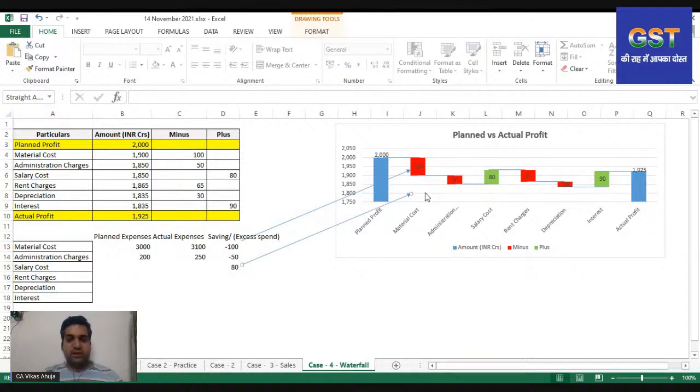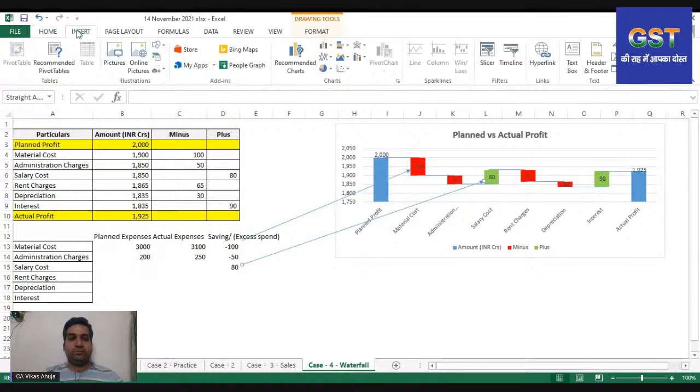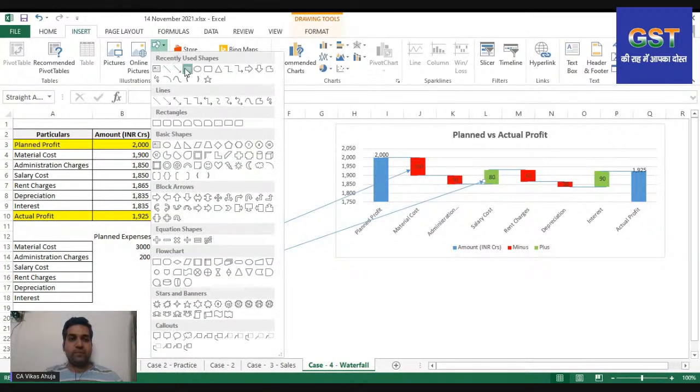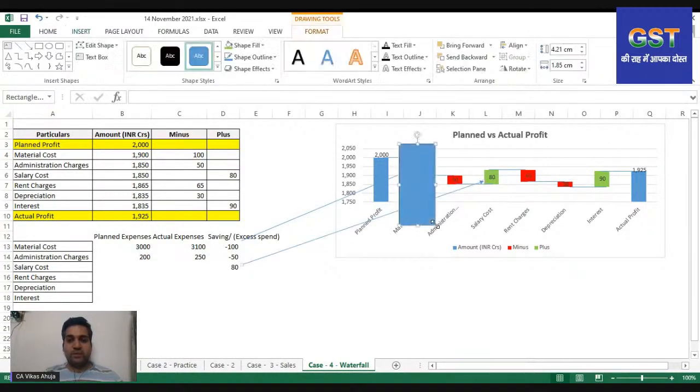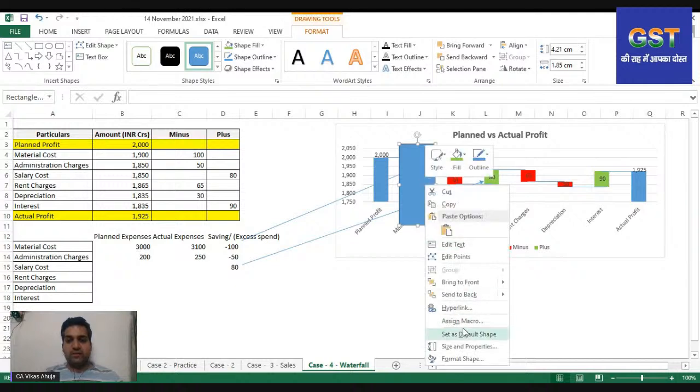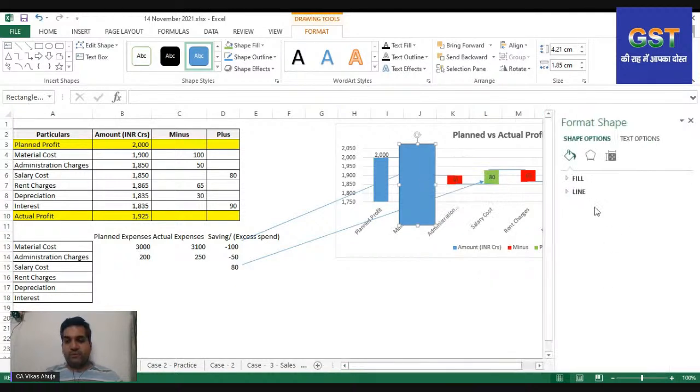So in this simple graph, we can see what was positive, what was negative, instead of looking at an Excel file. So this waterfall helped me understand why my profit went down. In this graph, you can see material cost is the major contributor to bring my profit down. So this is the main cost that is affecting my profit.